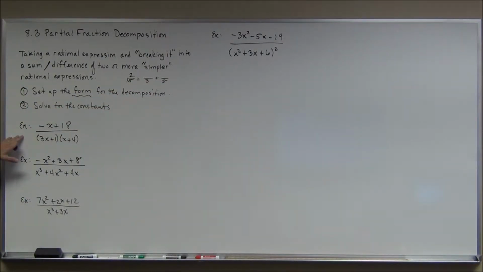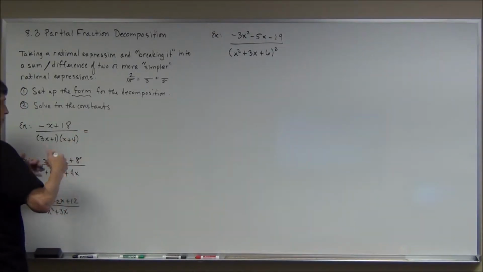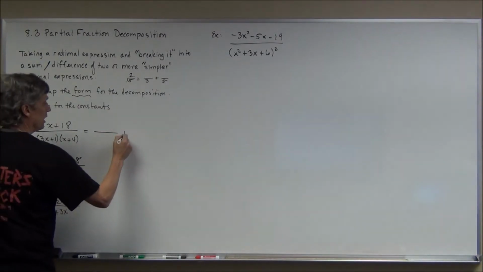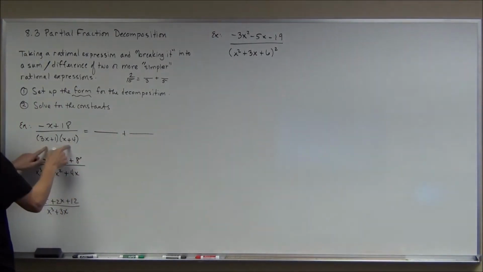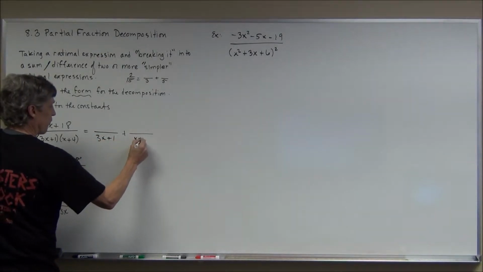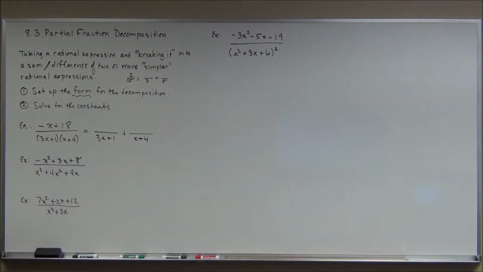So the first example here, the denominator is already in factored form, which is great. Each linear factor only appears once, to the first power. So to set up the form for partial fraction decomposition, we use those denominators: 3x plus 1 and x plus 4. It doesn't matter which one you put first.